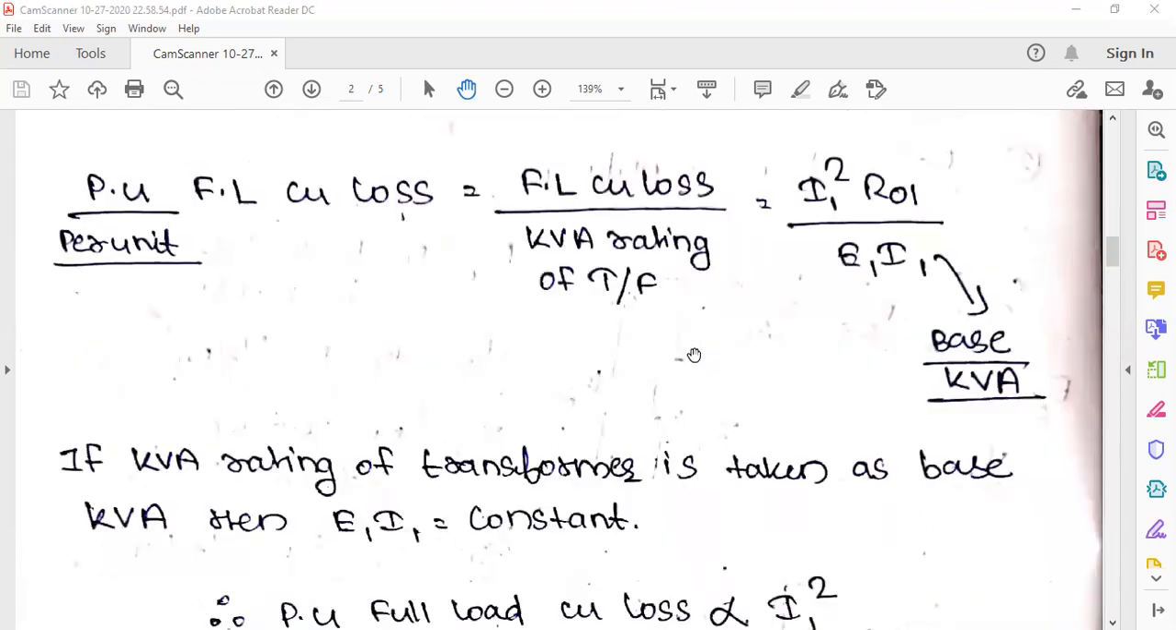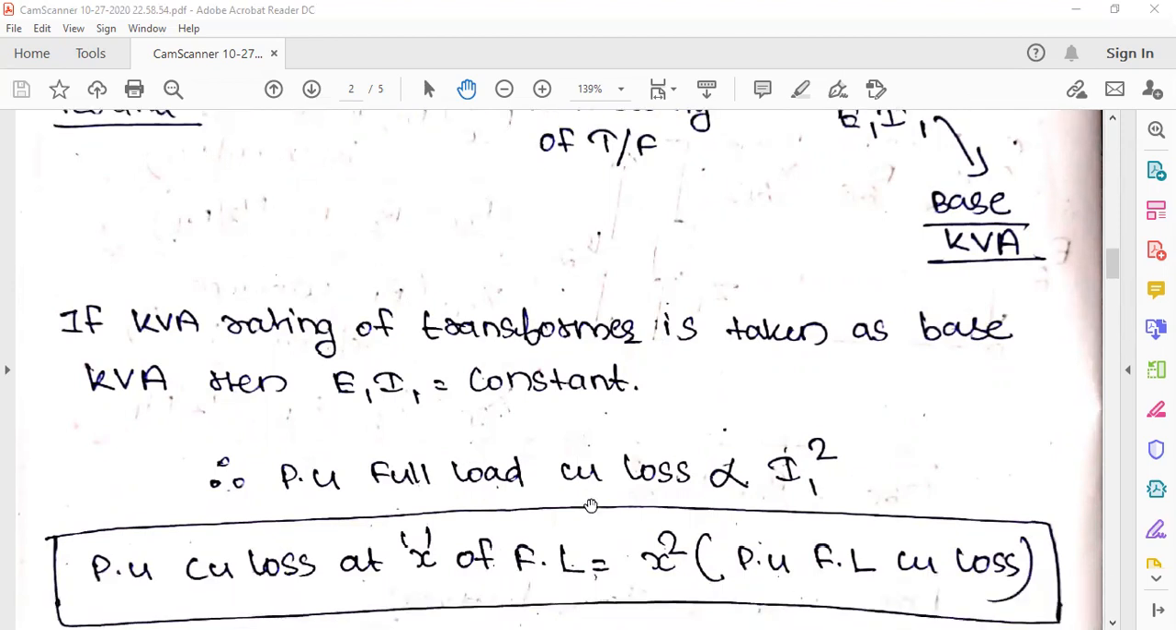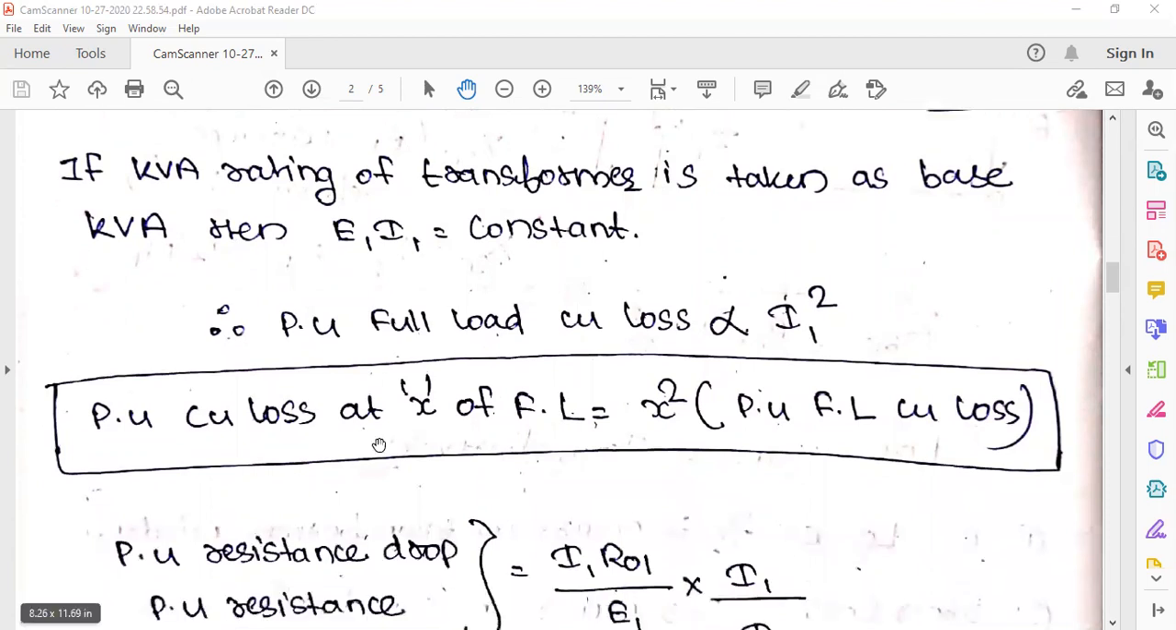Okay. So if the kVA rating of the transformer is taken as base kVA, then E1 I1 is equal to constant. E1 means the EMF induced in the primary, and I1 is the current flowing through the primary winding. So therefore, per unit full load copper loss is proportional to I1 square, and per unit copper loss at X of full load is equal to X square into per unit full load copper loss. Same concept, because there is a squaring factor, so the loss will also be that many times squared.